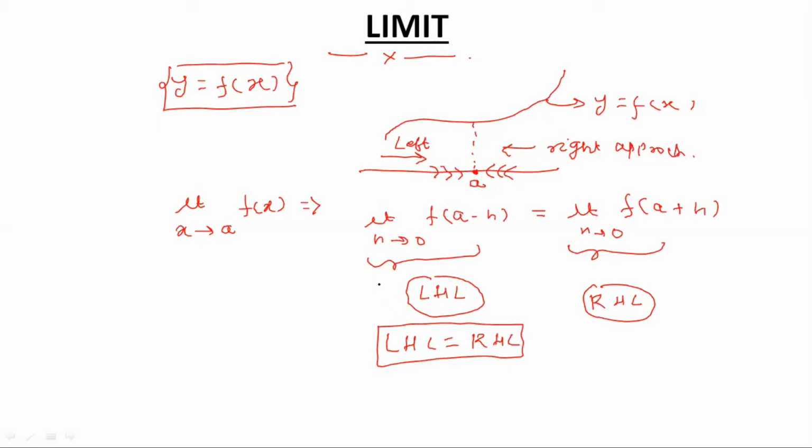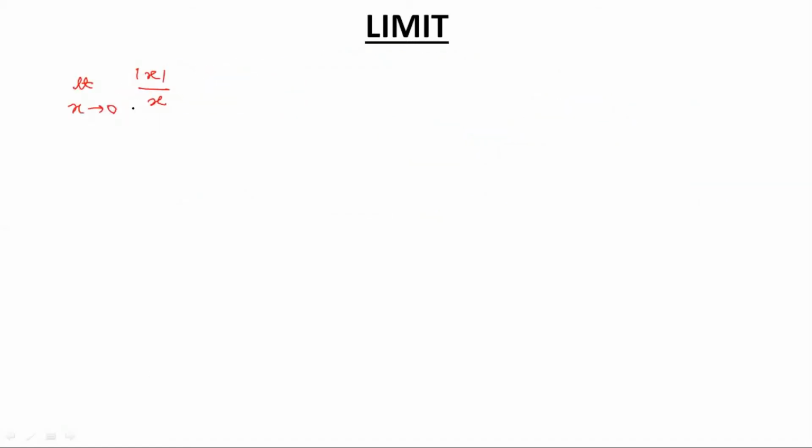So let's see an example to understand it. Here the example is limit x tends to 0 of modulus of x upon x. To check whether the limit will exist or not, we have to find two things, LHL and RHL. If LHL is equal to RHL, then the limit will exist. So we will find them separately.